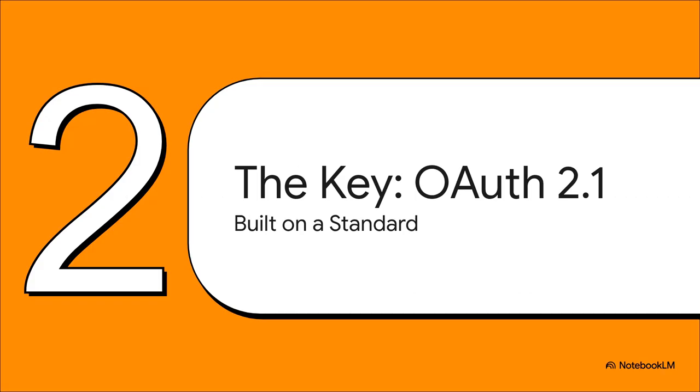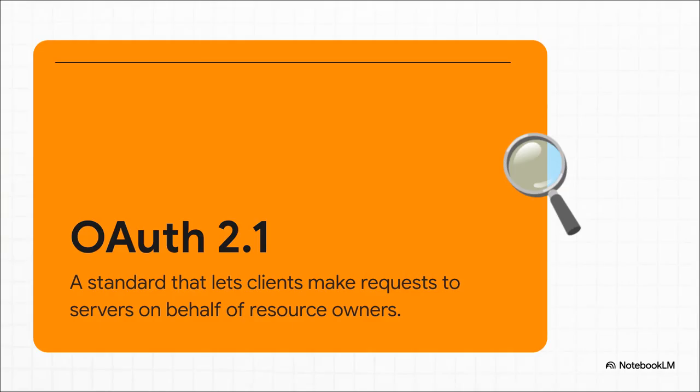So how does that client get the key to open the door? Well, the answer isn't some brand new, complicated thing. MCP builds on a really robust, industry-standard framework that, honestly, you probably use every single day without even thinking about it. That foundation is OAuth 2.1. Think of it as the universal rulebook for negotiating access between services. It's the magic that lets you sign into a new app with your Google account, or let a photo printing service access your photos, all without you ever having to give that service your actual password.